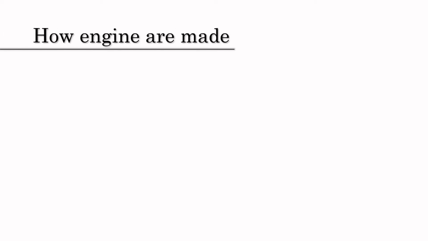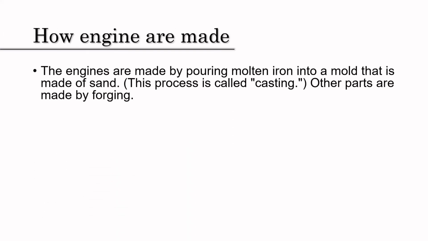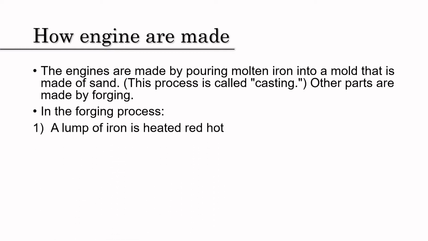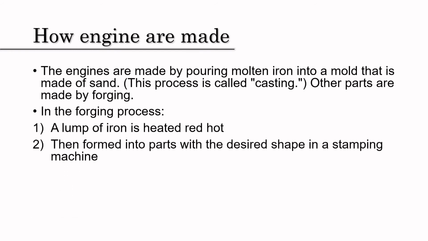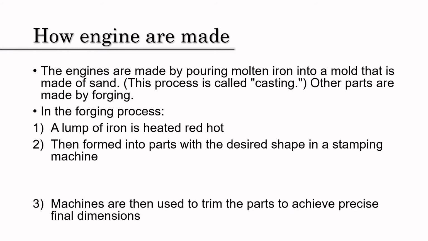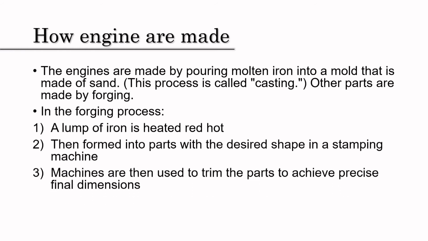Hi, Assalamualaikum. My name is Ahmad Ishad bin Muhammad Yusof, and today I'm going to show you how engines are made. Engines are made by pouring molten iron into a mold that is made of sand. This process is called casting. Other parts are made by forging. In the forging process, a lump of iron is heated red hot and then formed into parts with the desired shape in a stamping machine. Machines are then used to trim the parts to achieve precise final dimensions.